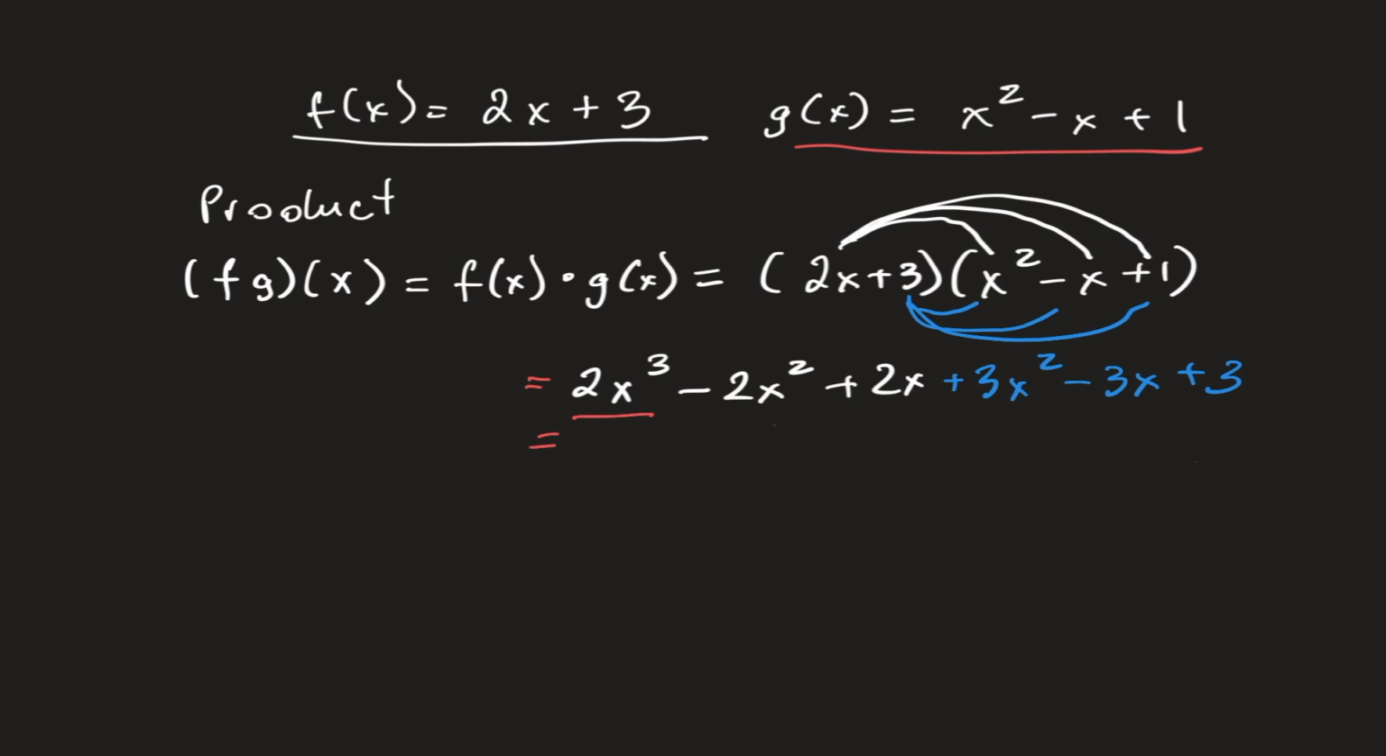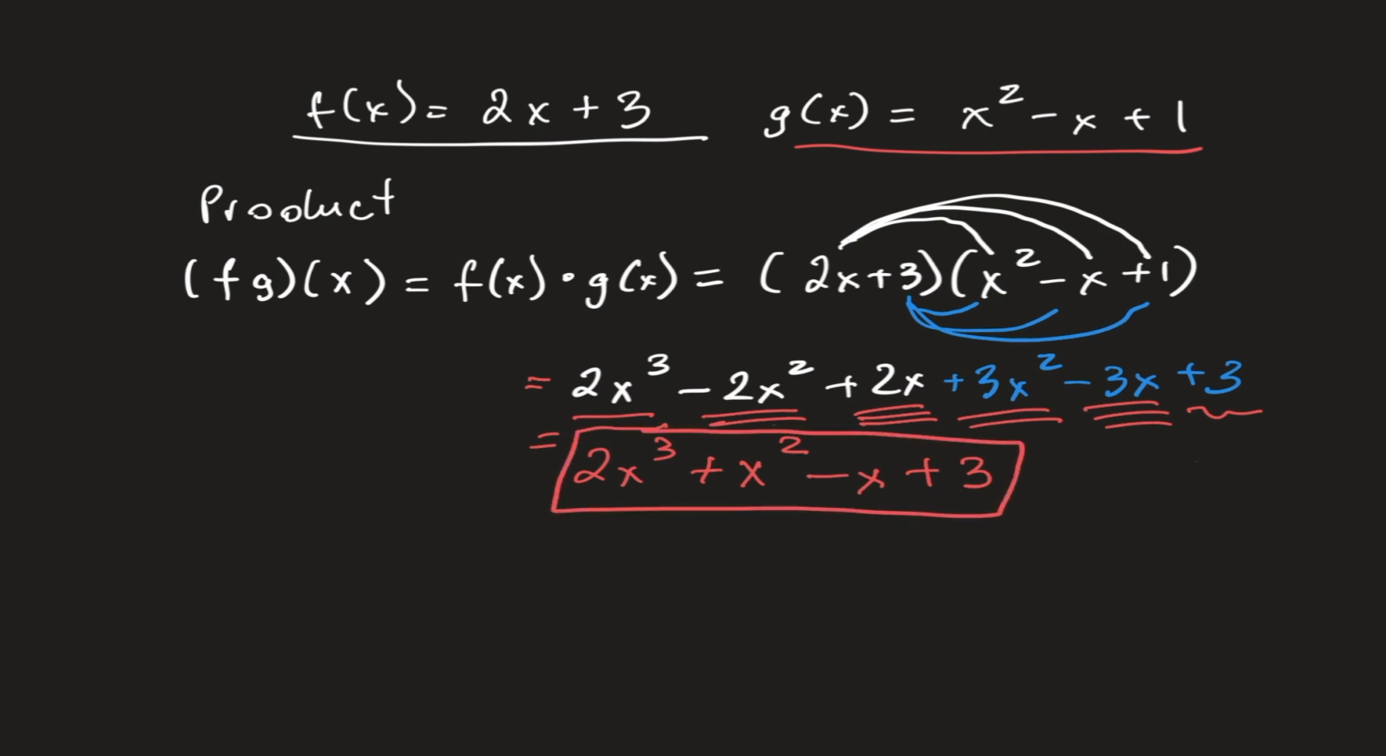2x cubed can be combined with nothing. There is nothing else that 2x cubed can go with. So 2x cubed will be there by itself. We have negative 2x squared and positive 3x squared, which is going to be positive x squared. We then have positive 2x and negative 3x, that will give me negative x. And lastly, I have this lonesome 3 by itself, and that will give me plus 3.